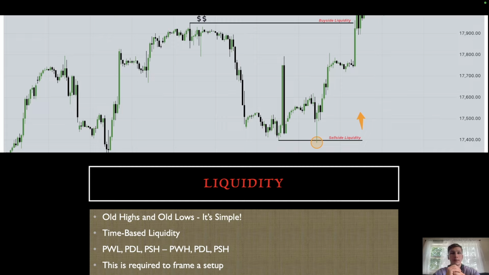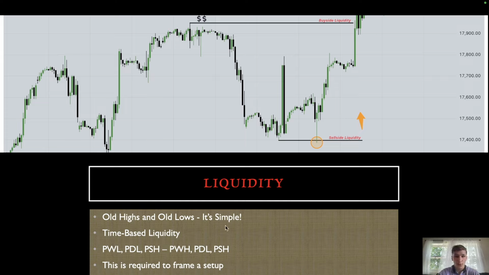All right, element number 3 to a high probability trading setup: liquidity. I'm sure you guys are all familiar with this. There's a lot of misinformation regarding liquidity nowadays, but ultimately, this here is very, very important. You need to have a very good and precise understanding of this if you ever want to see profitability in these markets. Because if you don't know what the liquidity is, you are the liquidity.